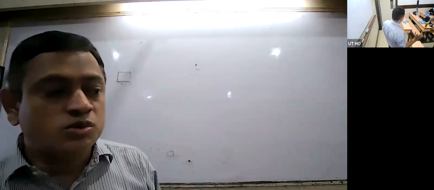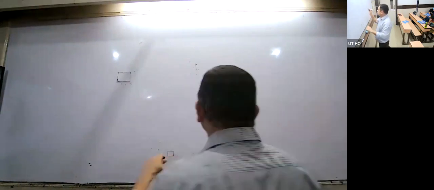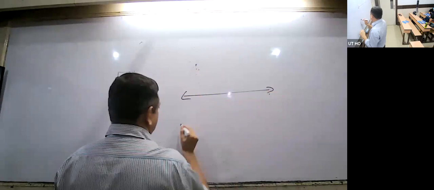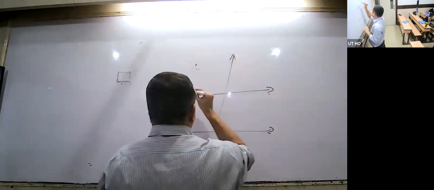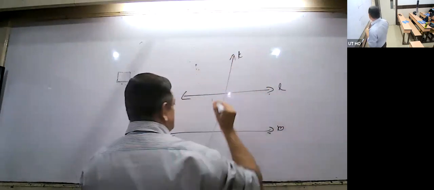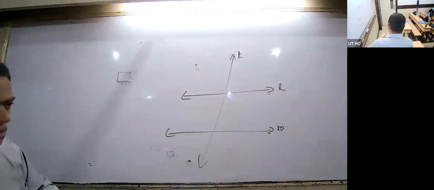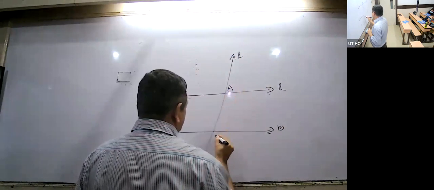Now I am going to vertically opposite angles. Have you heard about a transversal? A line which cuts any two lines, not necessarily parallel. The properties will be satisfied only for parallel lines. So I'll draw: line L, and T is the transversal. I name this point A and this point B.